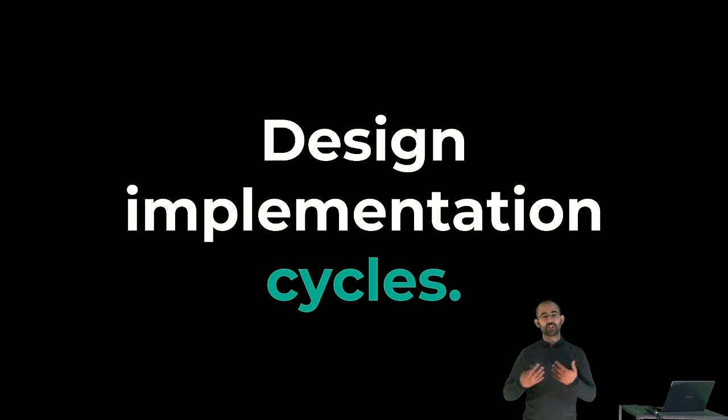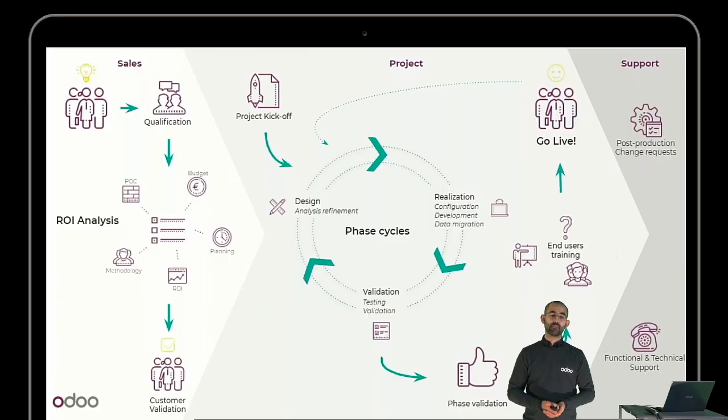Then we move on into the actual implementation work by designing the implementation cycles. The implementation cycle consists of largely 3 different stages, which first is of course the design stage, where we analyze and refine the requirements. Secondly, the realization phase, where we work on the actual configuration, on potential developments if necessary, and of course on data migration. Ultimately, we validate what we discussed and what we configured and move it into a production environment.